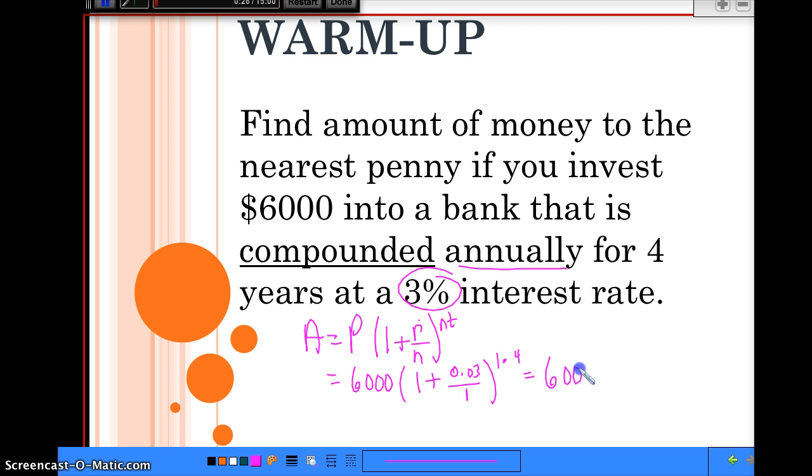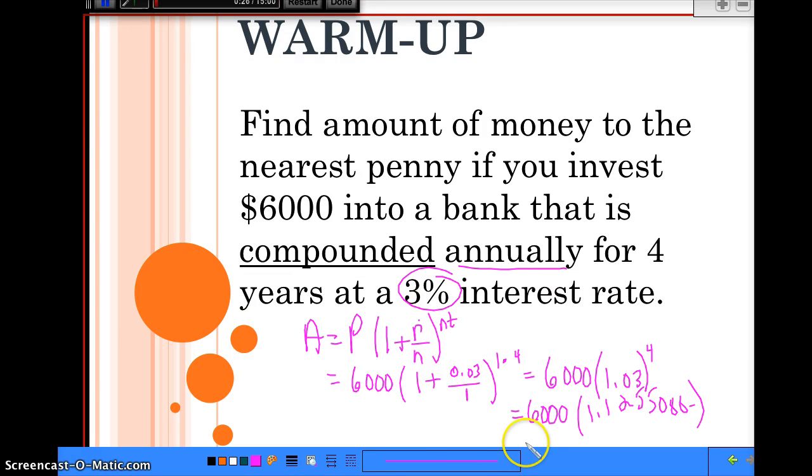So you've got 6,000 times 0.03 divided by 1 is 0.03, plus 1 would be 1.03 raised to the 4th power. If you have a scientific calculator, just take 1.03 and raise it to the 4th power, or multiply it out 4 times. It comes out to an ugly decimal of 1.1255, whoops, going off the board, and it keeps going. And then take that answer and multiply it by 6,000.